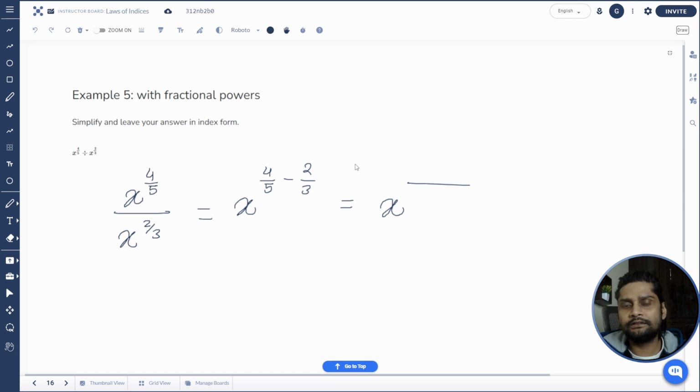We may get the least common denominator here, which is 15, and based on that we need to change the numerator. So 4 gets multiplied by 3, 5 gets multiplied by 2, and then finally we have to simplify them. It becomes x raised to the power of 12 minus 10 over 15. That's going to be 2 over 15. So x raised to the power of 2 over 15 is the answer.